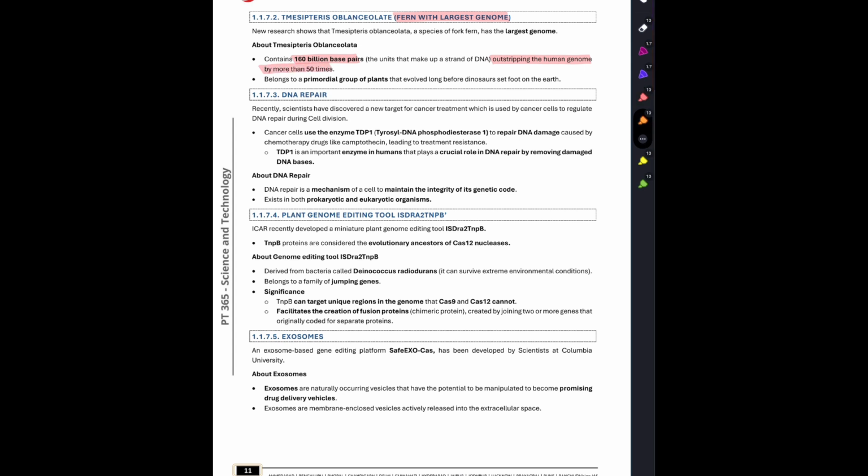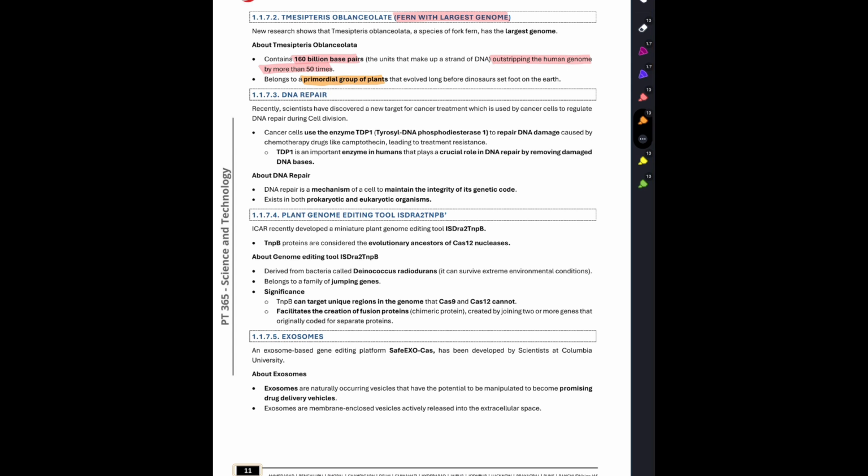It belongs to a primordial group of plants that evolved long before dinosaurs set foot on the earth. So even before the dinosaurs were there. This is a species of fern that has the largest genome, about 50 times more than that of the human genome. Next article is on DNA repair.